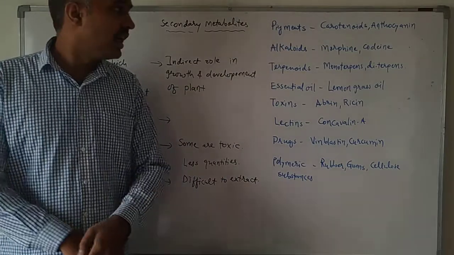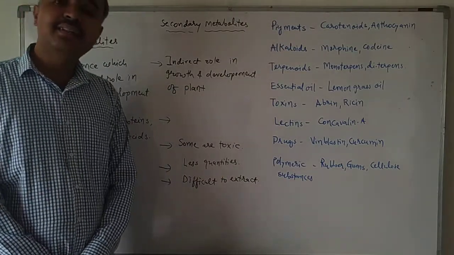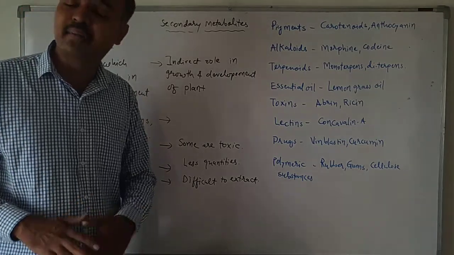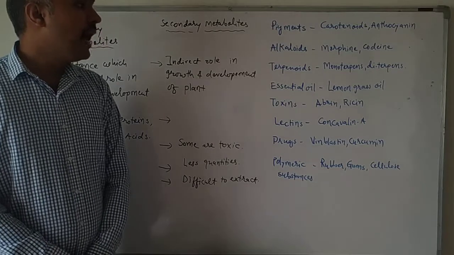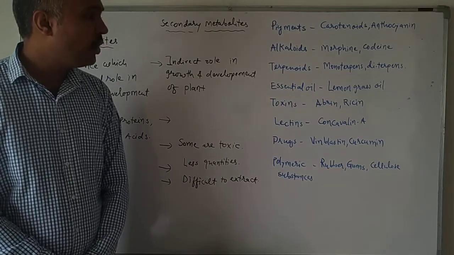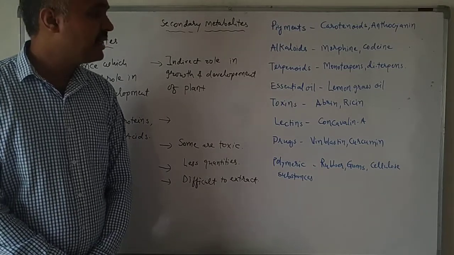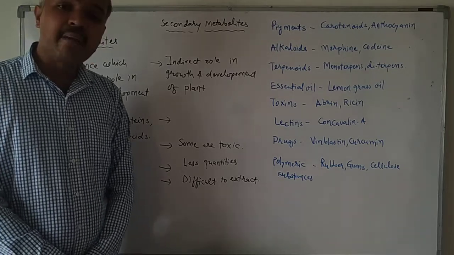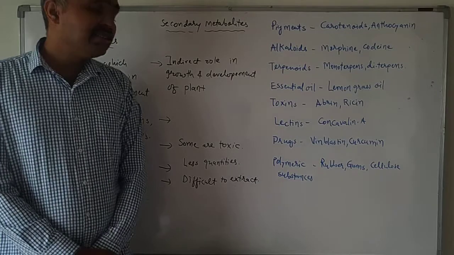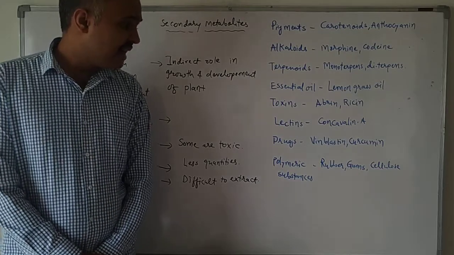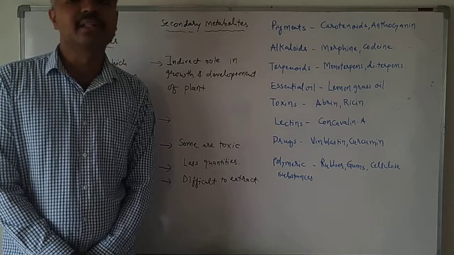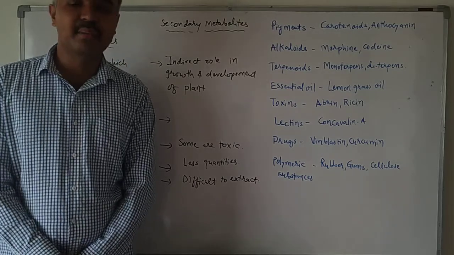Let us revise again. Which pigments are secondary metabolites? Carotenoid and anthocyanin. Please remember, all pigments are not secondary metabolites. Alkaloids like morphine and codeine, terpenoids like monoterpene and diterpene, essential oil like lemongrass oil, toxins like heparin and ricin, lectins like concanavalin A, drugs like vinblastine and curcumin, and polymeric substances like rubber, gum and cellulose. These are known as secondary metabolites.